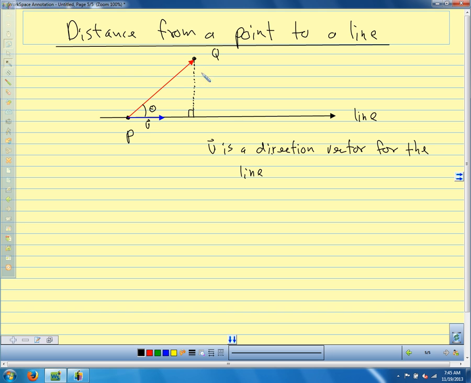Well, looking at this diagram, what is the magnitude of this distance, if this is vector PQ here? What would be the magnitude of that distance? The magnitude of PQ times the sine of theta. So this is the magnitude of PQ sine theta. Well, is the magnitude of PQ sine theta a quantity that we are somewhat familiar with at this point?